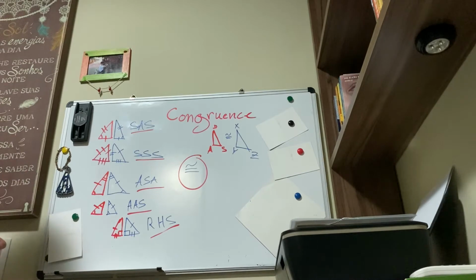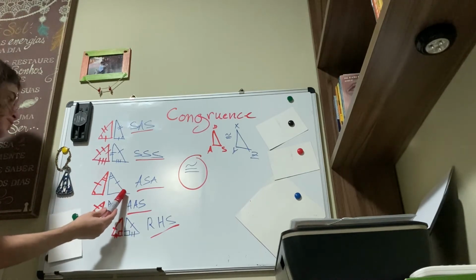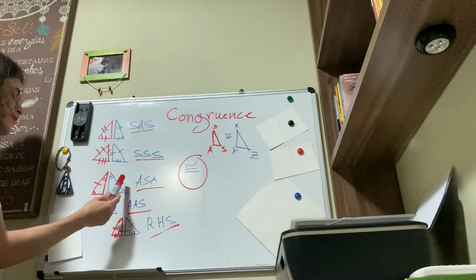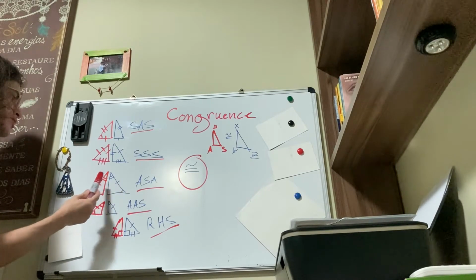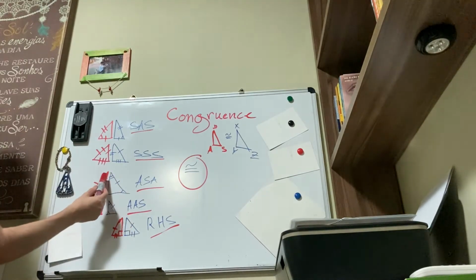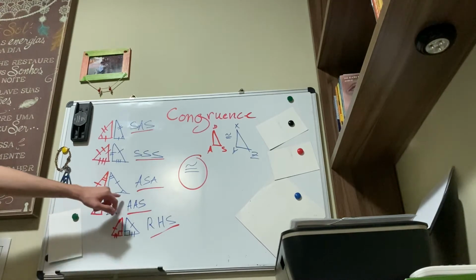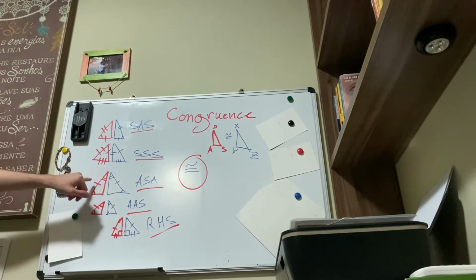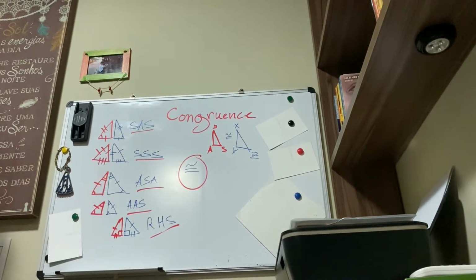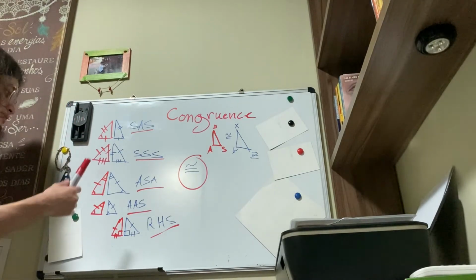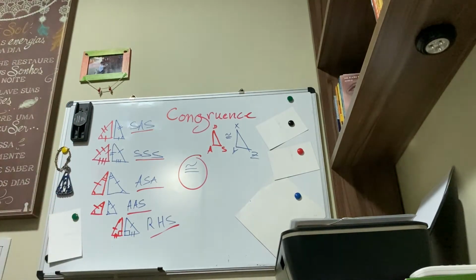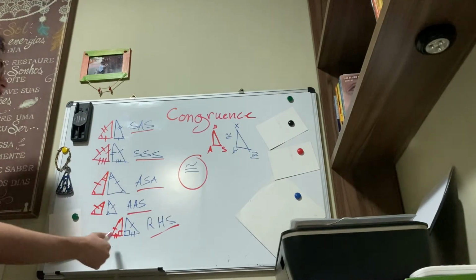And then if a triangle has an angle, so these two are the same, then a side, so this side is the same as this one, and then another angle, and this angle is the same as that angle. In that order, we have a congruent triangle. Lastly, we have AAS and RHS.